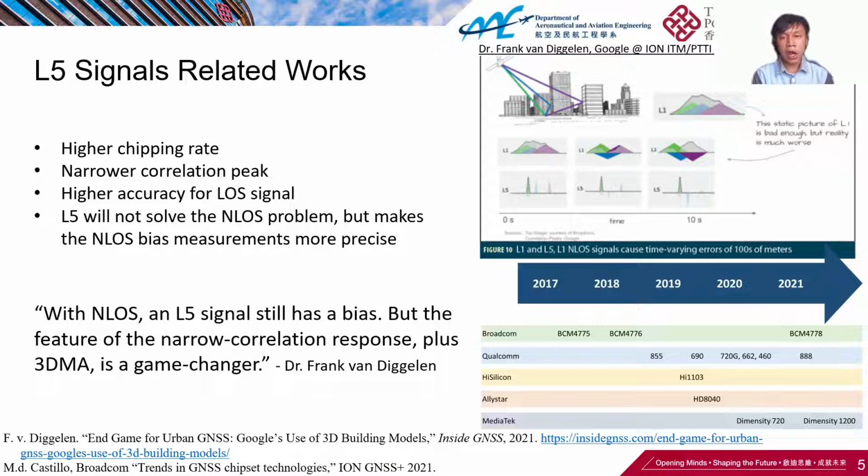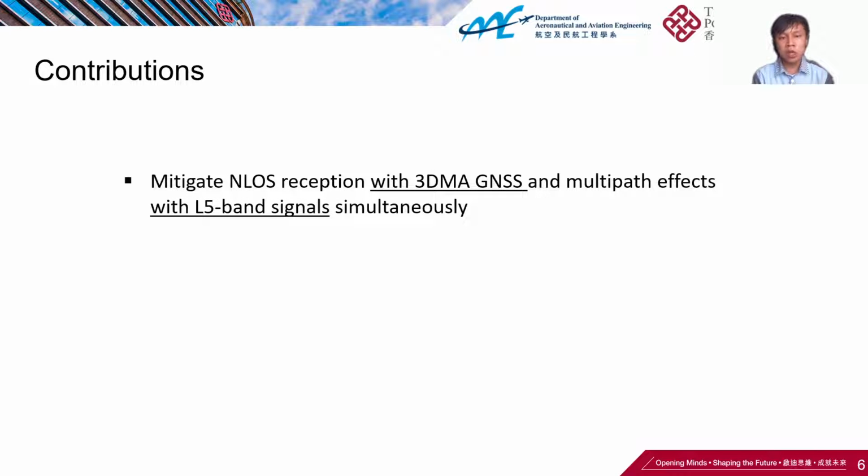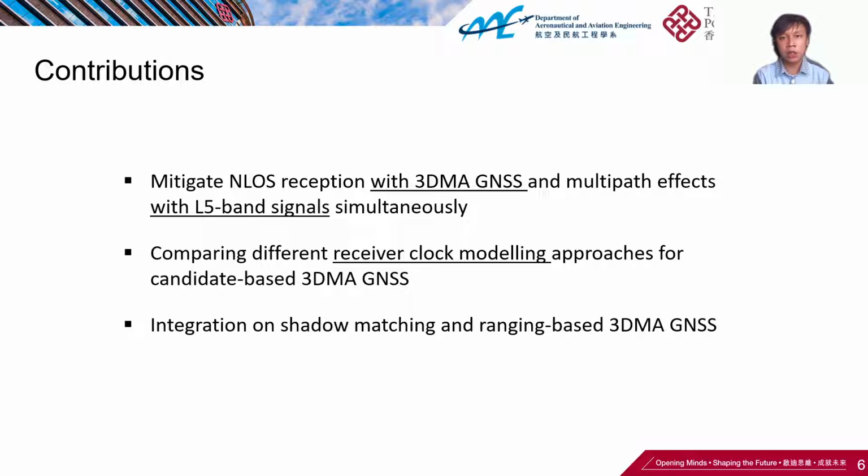And because of the high chipping rate and narrower correlation peak, it can also solve the NLOS problem with 3D GNSS because it can isolate the NLOS bias, which becomes more precise. Therefore, this study is going to mitigate NLOS reception and multipath effects simultaneously by combining 3D GNSS and L5 measurements. We are also going to compare different receiver clock modeling approaches and integrate shadow matching and ranging-based 3D GNSS.